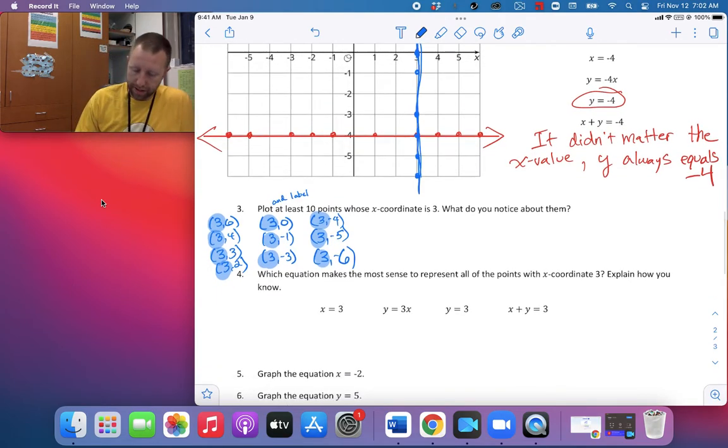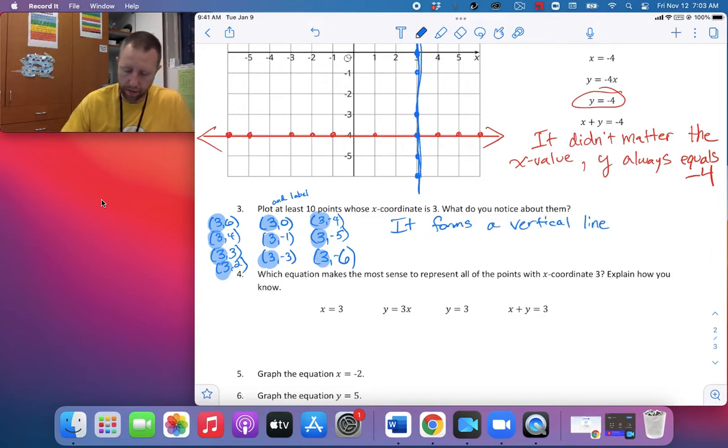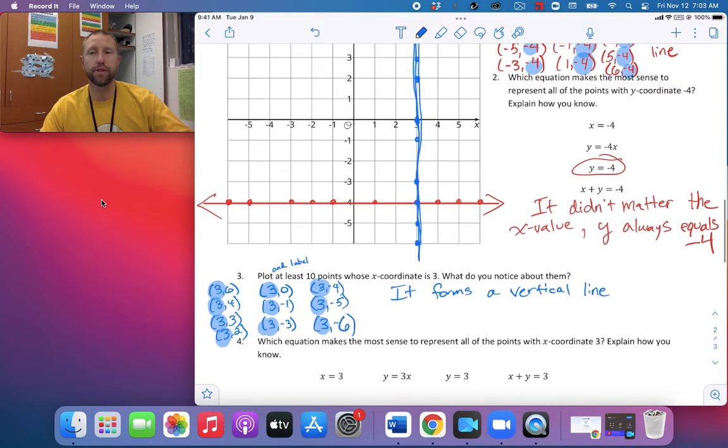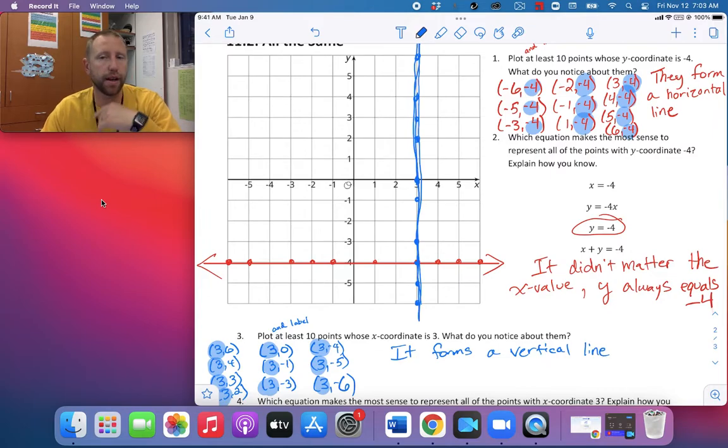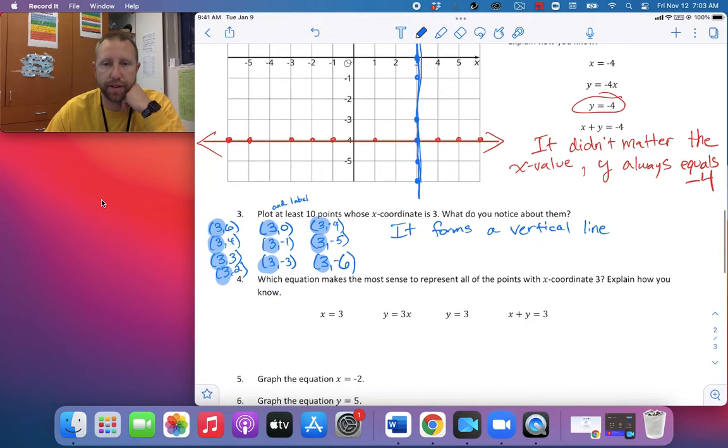So what do I notice? Again, it forms a vertical line this time, right? And all of those x values just happen to be the same. If you look at that line, it's a nice vertical line there at the x value of 3, right? So which equation makes the most sense?